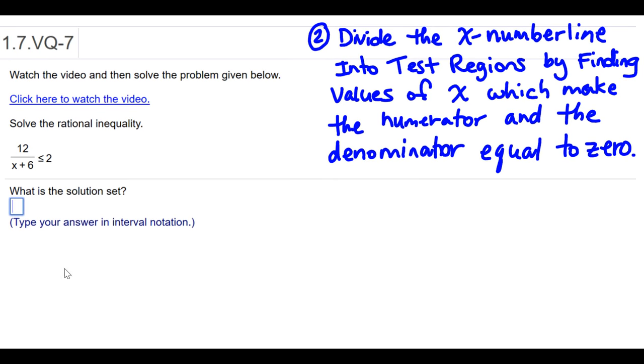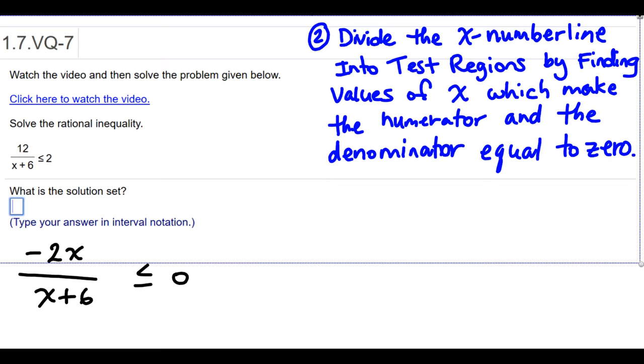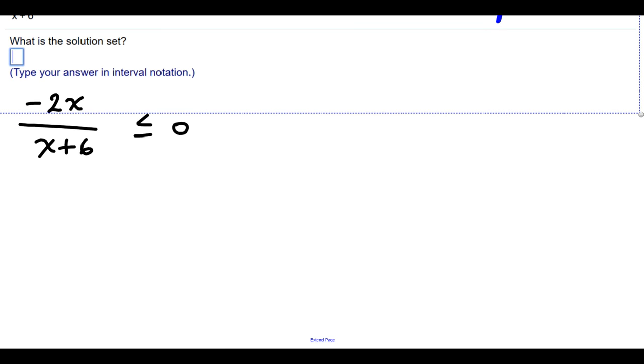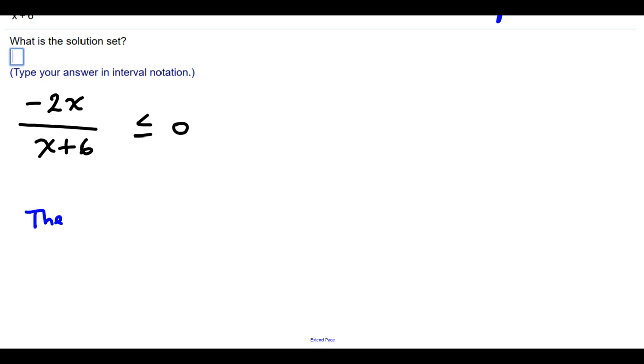All right, so now that I've got my single fraction, I'm going to start using that to find critical values. So I'm going to set my numerator this way. The numerator is 0 when, okay, how do we figure this out? When is the numerator going to be 0?